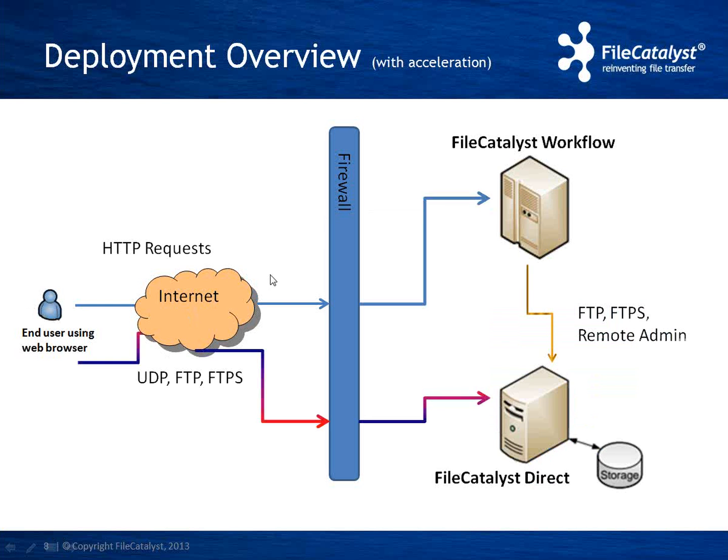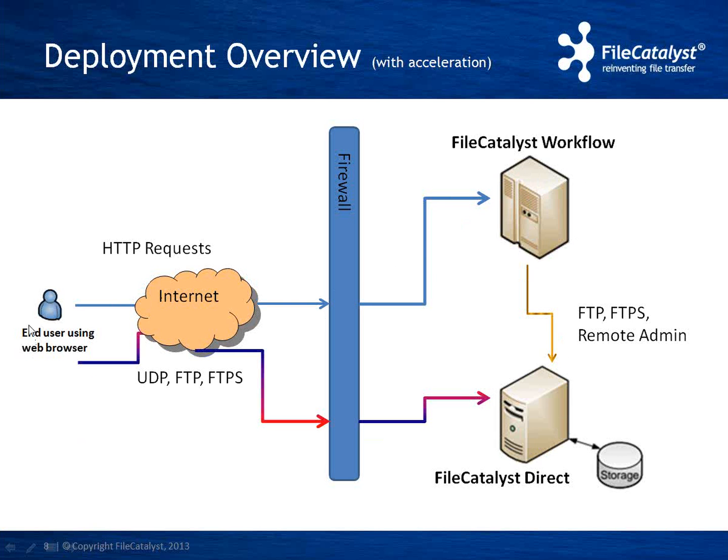Now if you add acceleration to it, here's how the deployment is going to look. Once again, we have our user sitting in front of their web browser. They're doing their HTTP requests via the internet. Those requests end up on the firewall, which goes to FileCatalyst Workflow. So here the HTTP requests would be the login page, the list of jobs, the view of order forms that you have in Workflow. All that will be visible to the user, and all of this is going to come via HTTP. Also, if the transfers are set for HTTP, then the file transfers will go this way via HTTP, and then everything will be moved via FTP to the Direct server.